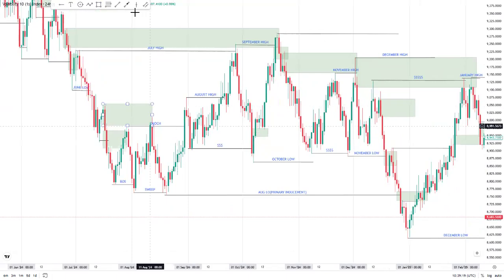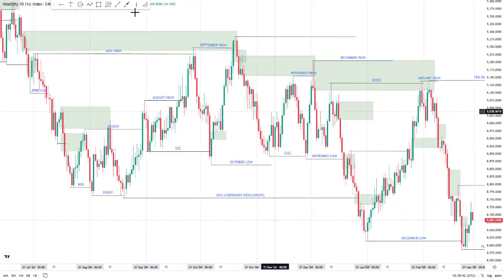See here, same order block, fair value gaps, and this liquidity. So those are the main things: order blocks, fair value gaps, major liquidities, which are the previous month high and previous month lows, and the market structure. That's all we use for synthetic indices. So this is just a strategy.